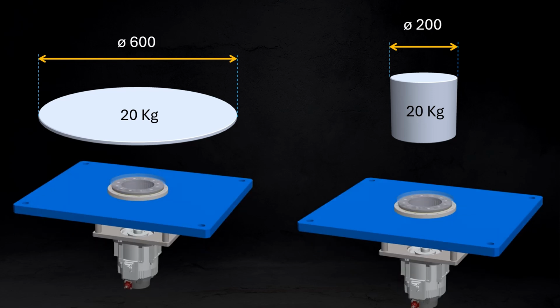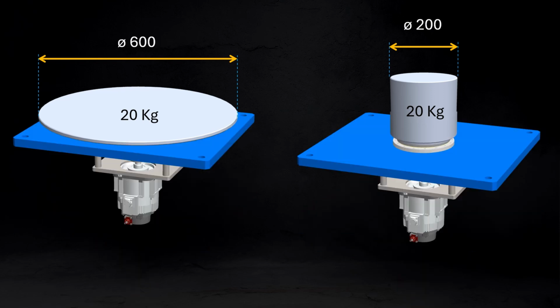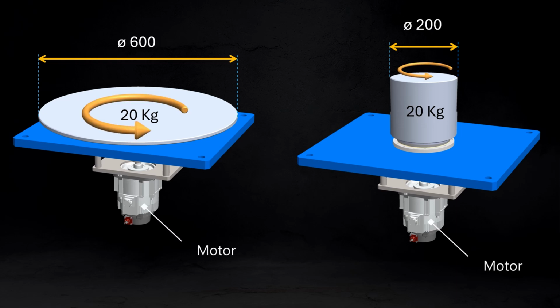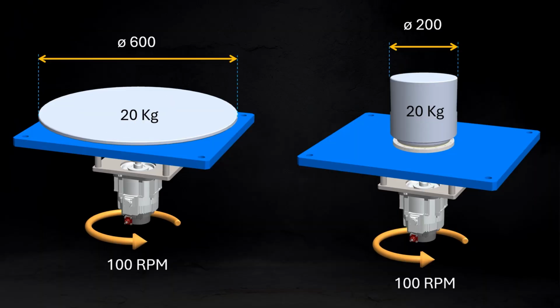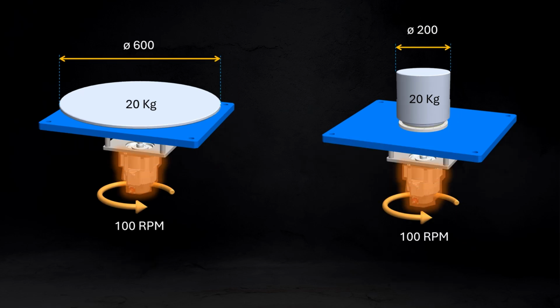Now imagine these shapes are mounted on a set of bearings and connected to electrical motors, and try to rotate these shapes around their central axis. So could you tell me, if both shapes need to rotate at the same speed, let's say 100 rpm, then which motor would require more torque?